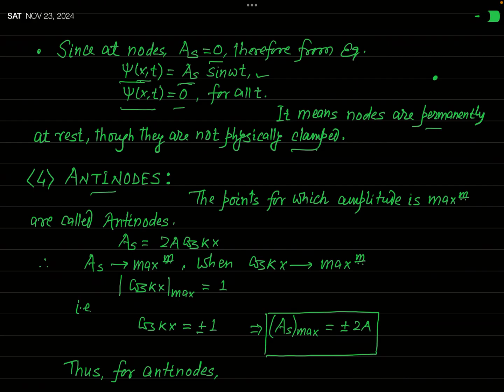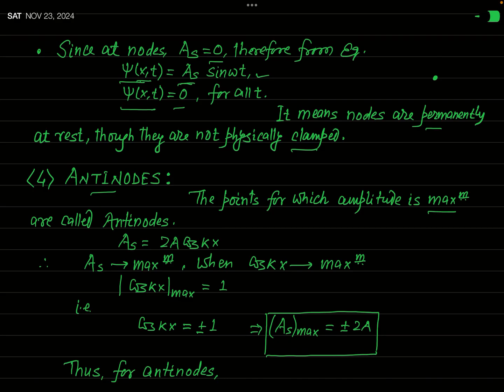Now we will talk about antinodes. This is just the reverse situation of nodes. Antinodes are those points where amplitude is maximum. When we talked about nodes, we said that nodes are those points where the amplitude of the standing wave is minimum. But at antinodes, the amplitude of a standing wave is maximum. Okay? So now let us see what the maximum amplitude will be and when it will actually happen.